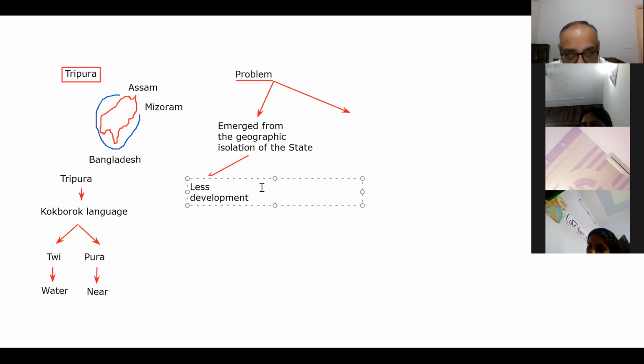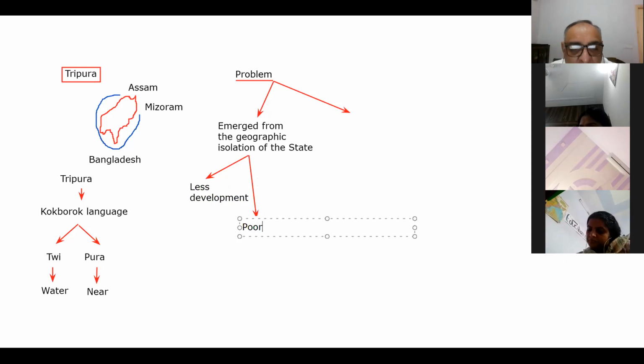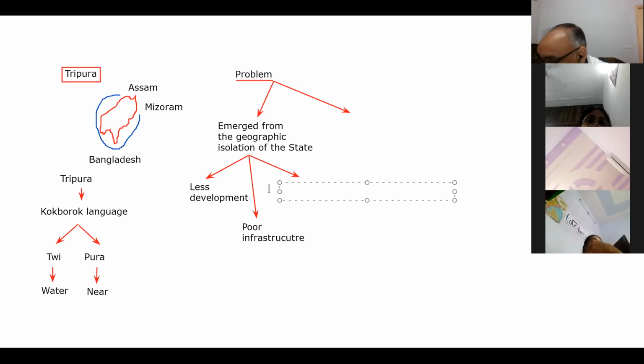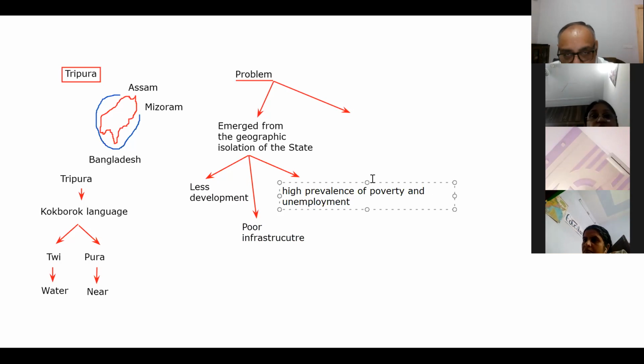एक तो ये प्रॉब्लम है कि वहाँ लोगों में ये शिकायत है कि हमारी डेवलपमेंट नहीं हो रही, लेस डेवलपमेंट. एंड दूसरी चीज पुअर इंफ्रास्ट्रक्चर होता है, ये भी एक प्रॉब्लम रहती है. एंड तीसरी प्रॉब्लम ऐसी सिचुएशन में, we can say, high prevalence of poverty and unemployment. बेटा जब ये सभी कंडीशंस बनती हैं तो क्या होता है इससे?